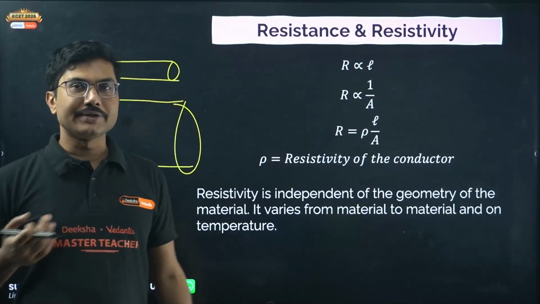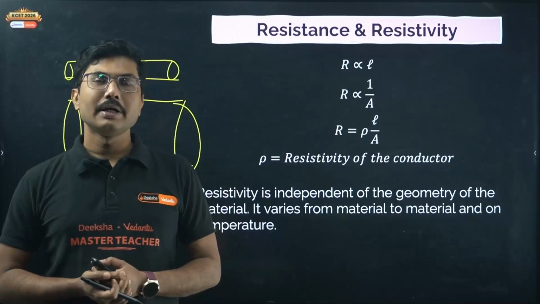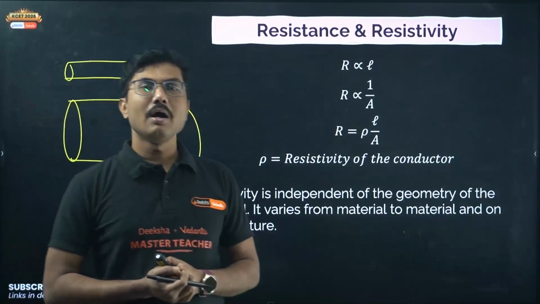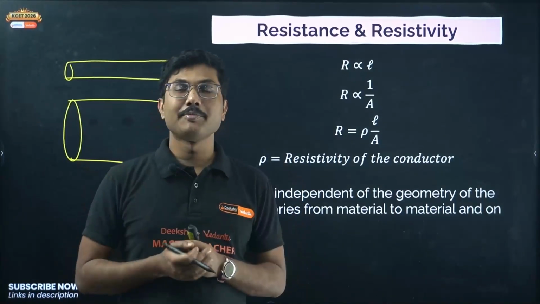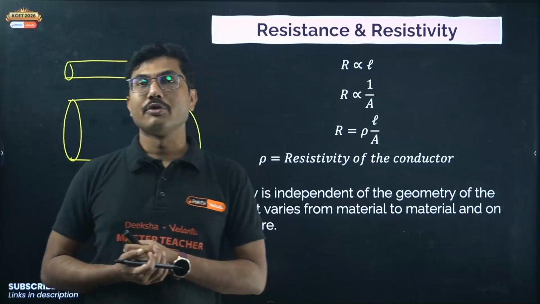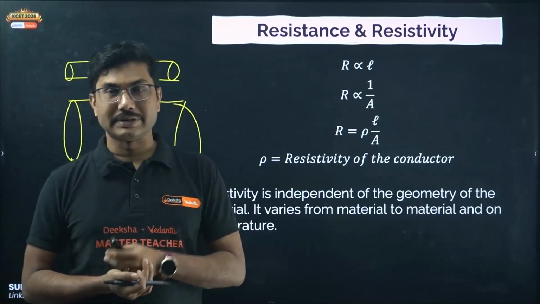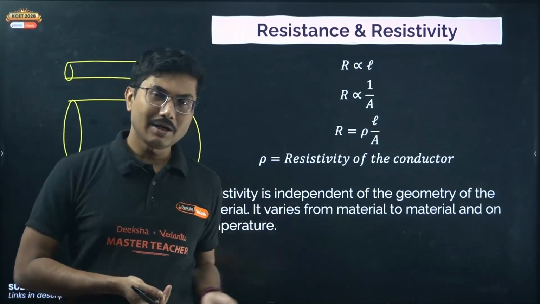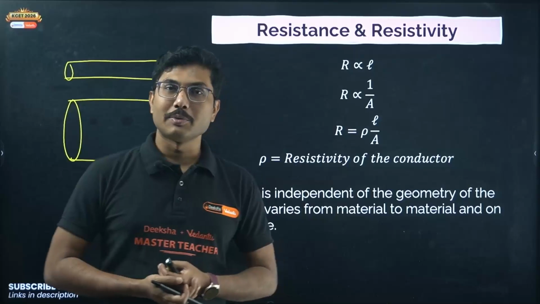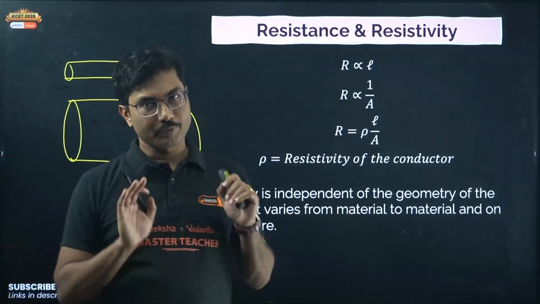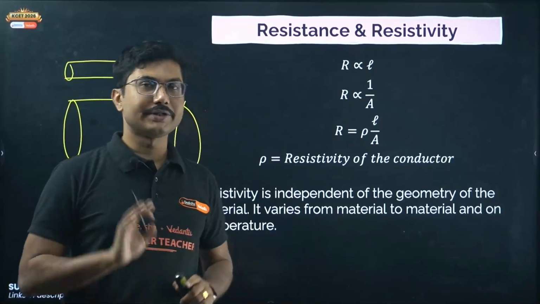Okay, resistivity changes if you change the material, and resistivity changes if you change the temperature. So this is also very important. Mention two factors on which resistivity of a conductor depends. Resistivity depends on the material of the conductor, and it also depends on the temperature of the conductor. Okay, these two are the factors on which resistivity depends.